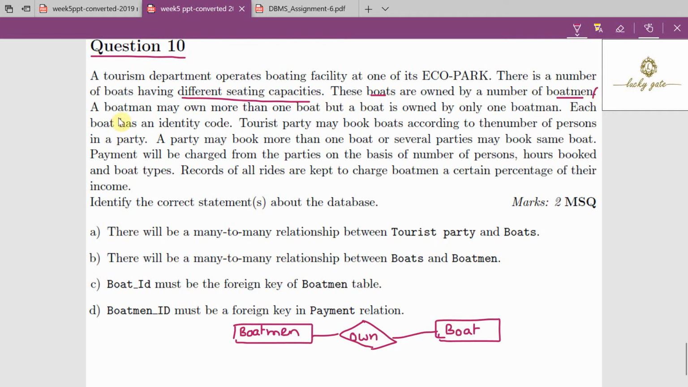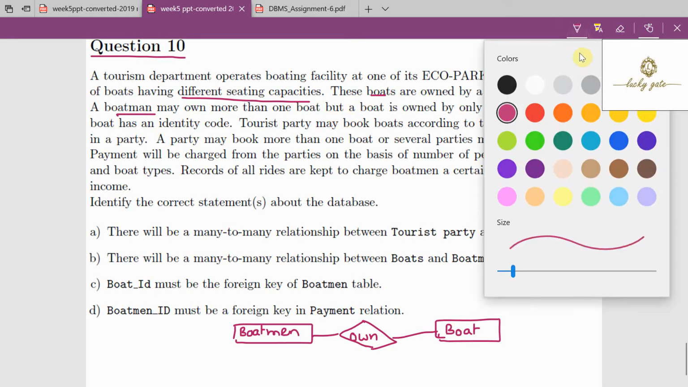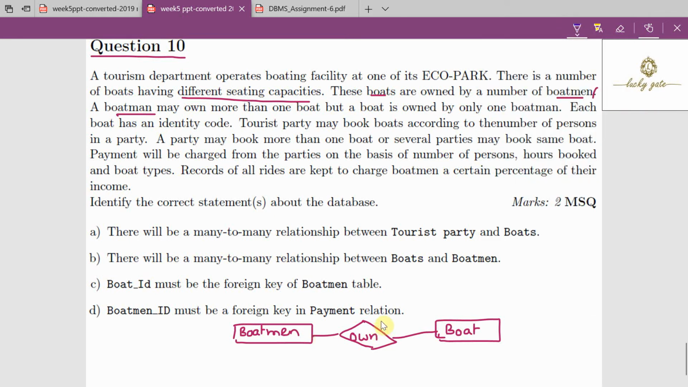A boatman may own more than one boat, but a boat is owned by only one boatman. This is the cardinality we can see between boatman and boat: one to many. Boatman to boat is one to many, and friends, we can read boat to boatman as many to one.